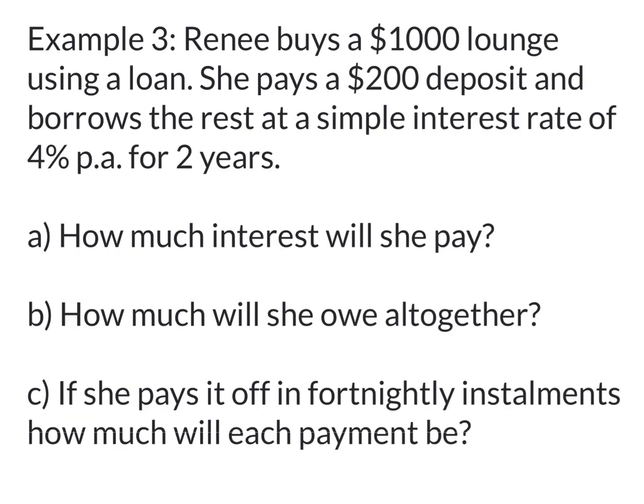Final example. So Renee buys a $1,000 lounge using a loan. She pays $200 deposit and borrows the rest at a simple interest rate of 4% per annum for 2 years. And we want to work out how much interest for part A, how much she will owe altogether, and if she pays it off fortnightly, how much will each fortnightly payment be.